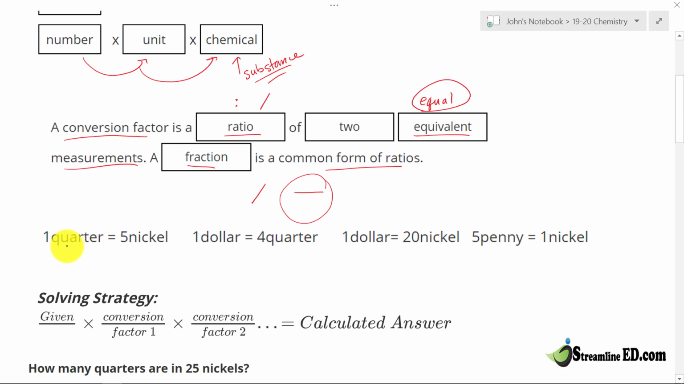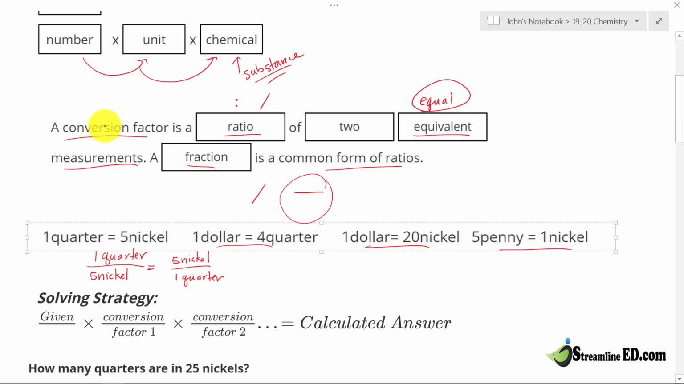We have 1 quarter equal to 5 nickels, and that can be expressed as a fraction. We have 1 quarter over 5 nickels. And because they are equal to each other, we can also write them the other way around. 5 nickels equal to 1 quarter. And we can do the same thing to all of these right here. And that is the beautiful part about conversion factors. Think of the word conversion. We are exchanging, we are converting from one thing to another.